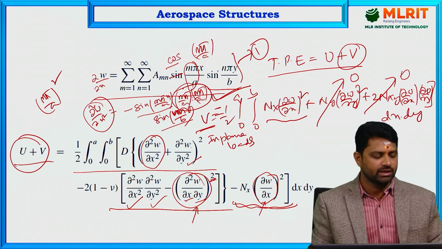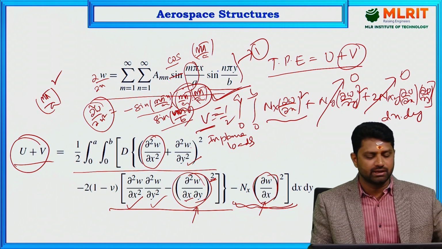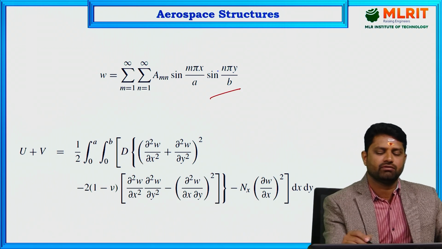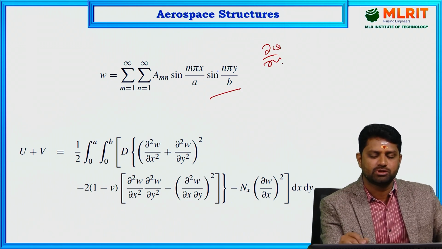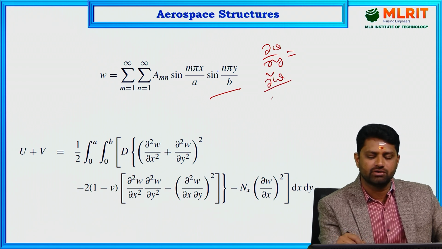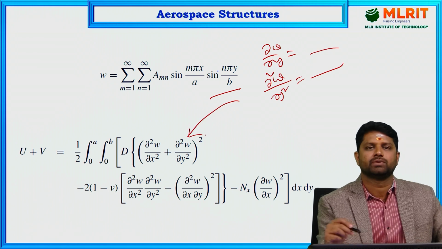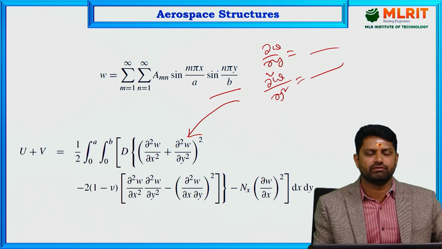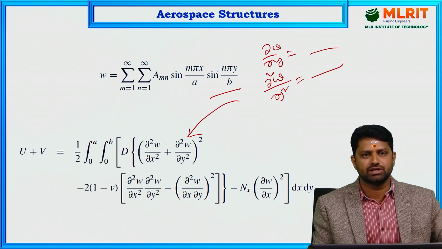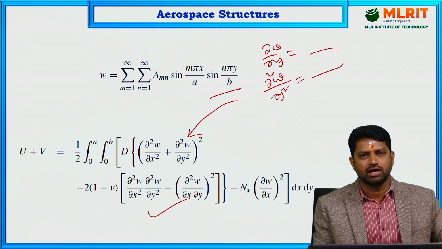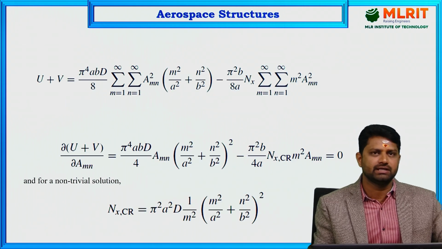Similarly, you can differentiate w once with respect to y, dou w by dou y, and again whatever result we get, you differentiate with respect to y and write it as the equation and substitute over here. Like that we do the normal differentiation of the w deflection function and then substitute accordingly in this complete equation, and when you do that, what you are going to get is this one.